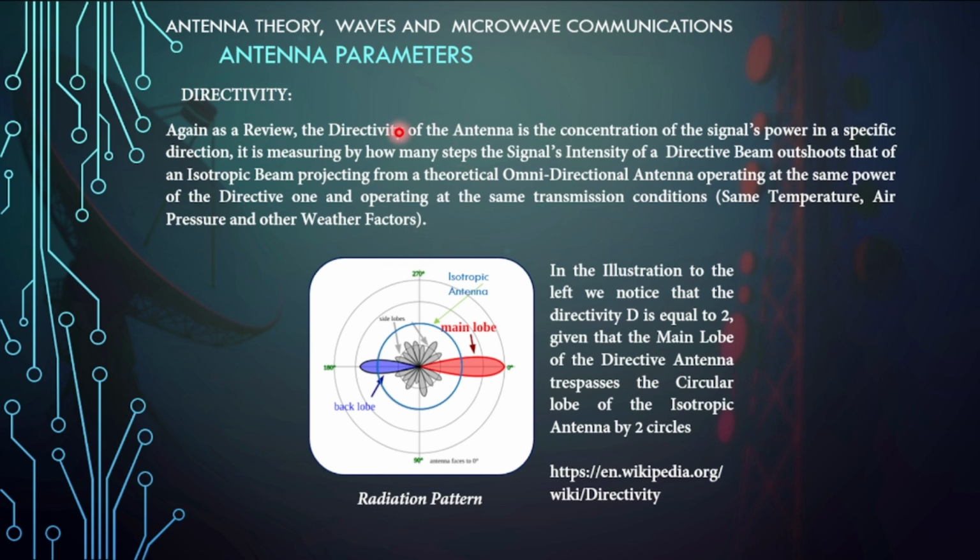Directivity again. As a review, the directivity of the antenna is the concentration of the signal's power in a specific direction. It is measured by how many steps the signal's intensity of a directed beam outshoots that of an isotropic beam projecting from a theoretical omnidirectional antenna operating at the same power as the directive one, within the same frequency range, and in the same transmission conditions, which includes same temperature, same air pressure, and other weather factors.